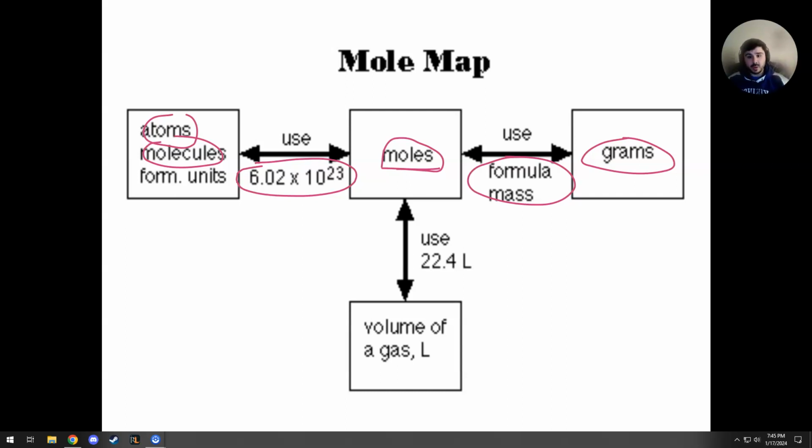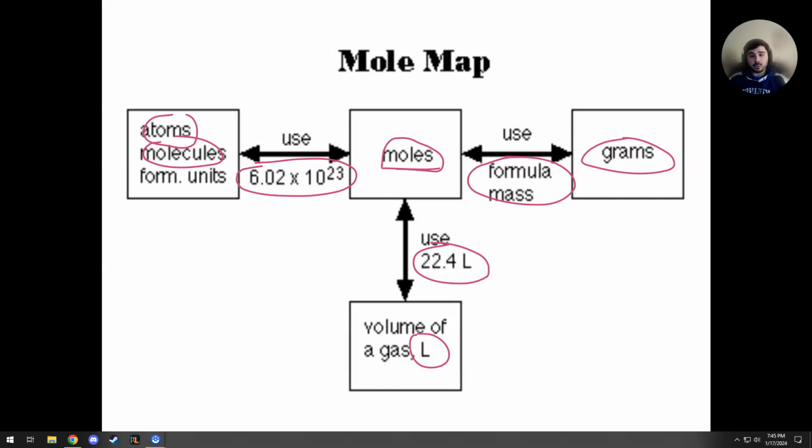And the last thing we talked about was liters, or volume of gas. In order to convert between moles and liters, we had to use this special number here, which was 22.4 liters, right? And that was an easier one, because all you had to do was use 1 mole divided by 22.4 liters, or 22.4 liters divided by 1 mole, to go between moles and liters.